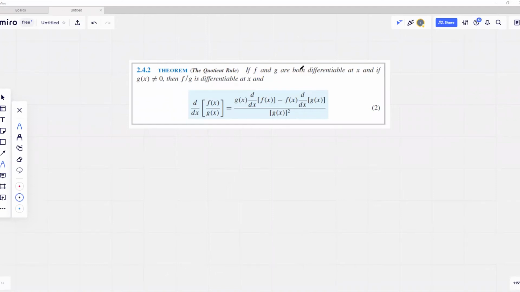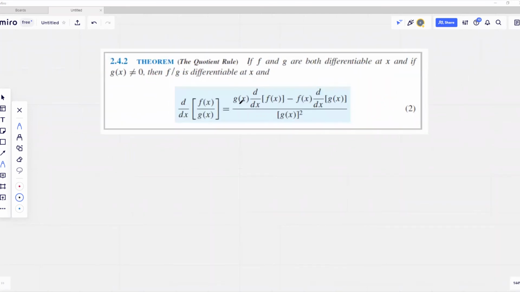If f and g are both differentiable at x, and if g of x is non-zero, then f over g is differentiable at x. We know this from differentiability that we studied a couple of lectures ago. Now we can find the derivative of their ratio using the following formula: the denominator multiplied by the derivative of the numerator minus the numerator multiplied by the derivative of the denominator, divided by the denominator squared.